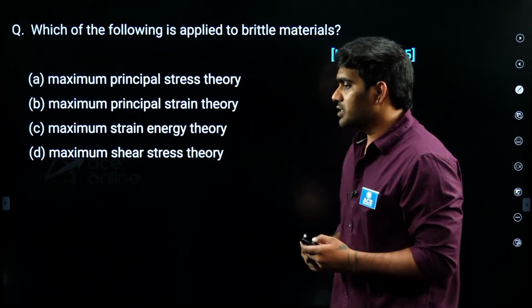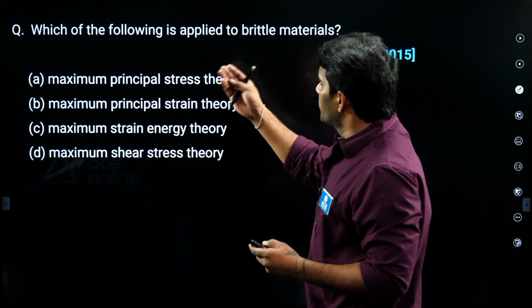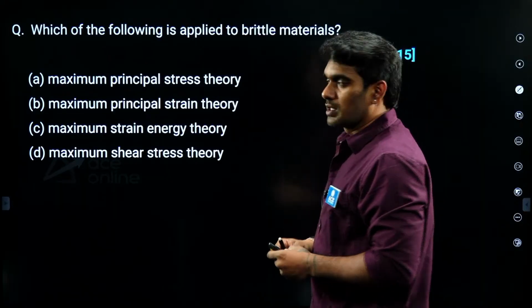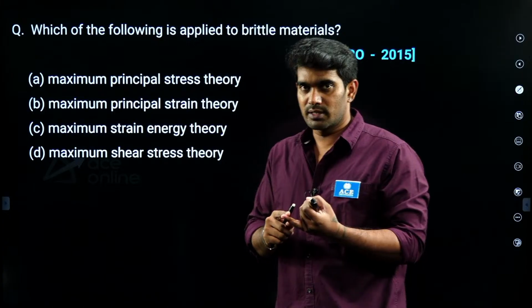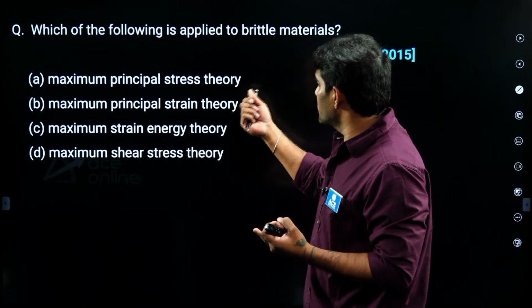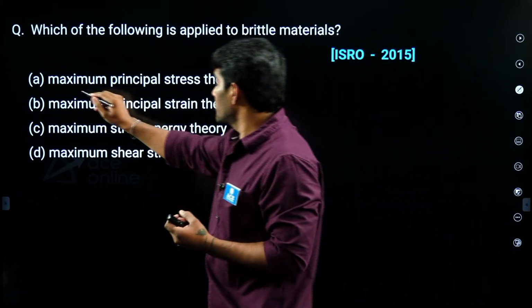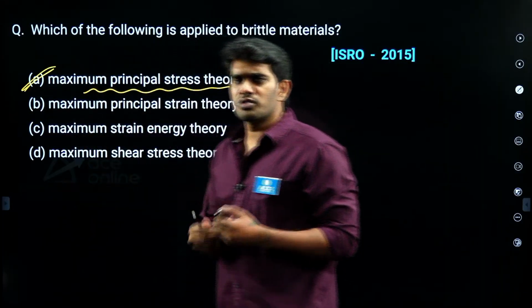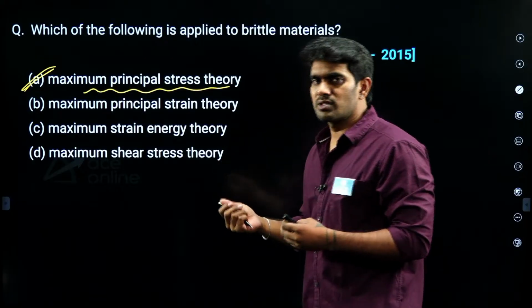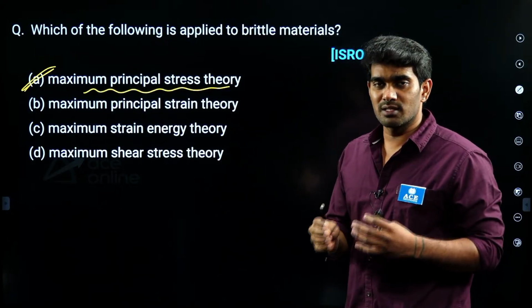Moving to the next question. Which of the following is applied to brittle materials? Generally for ductile materials we have Guest theory and von Mises theory, whereas for brittle materials we have Rankine's theory, which is nothing but maximum principal stress theory. You should be very fast immediately after seeing the question. So be fast, type your answers in the comment section.